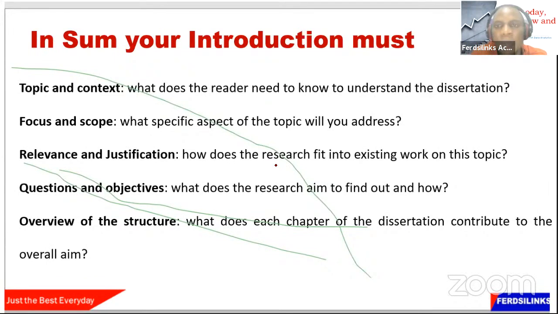Now, the next aspect is, what does the reader need to know to understand the thesis, right? That has to do with the topic and the context. Now, the focus and the scope. What specific aspect of the topic will you be addressing? This is guided by what? Your concepts, your location, which has to do with maybe geographical location, theoretical consideration, and what?